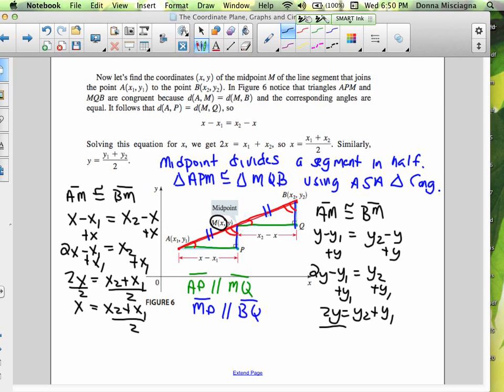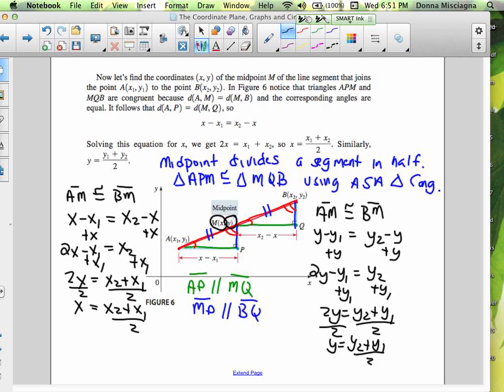And I really only wanted y, so let's divide both of those by 2. Y equals y2 plus y1, divided by 2. And now we know what y is. And guess what? We just derived the formula for midpoint.